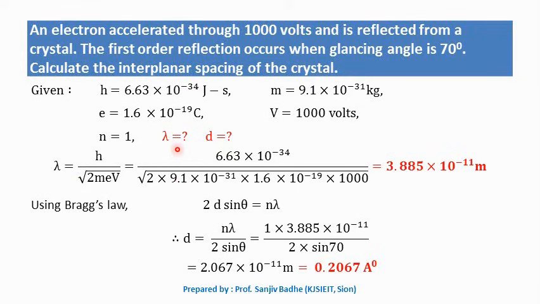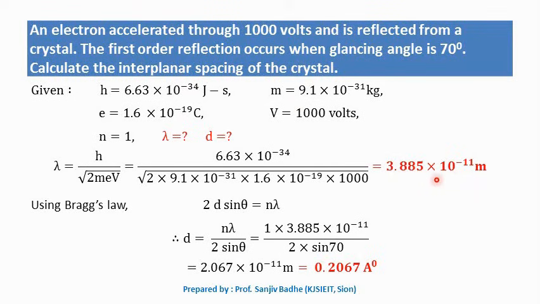So first let us calculate the wavelength of the wave associated with the electron. Using the de Broglie relation we can write lambda is equal to h upon p, that is equal to h upon square root of 2 m e V. By substituting all these values we can calculate lambda as 3.885 into 10 raised to minus 11 meters.